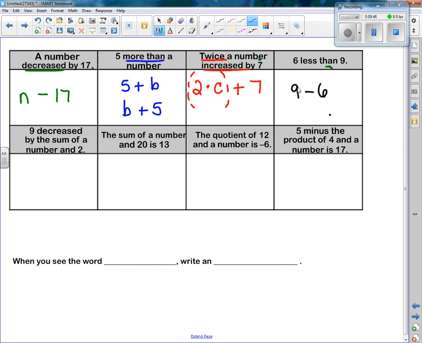9 decreased by the sum of a number and 2. Again, we're going to have a couple different operations here, so let's underline what we have. We have 9 decreased by, that means subtraction. Then we have the sum, I'll circle that, of a number and 2. That looks like this: 9 decreased by, we know that means subtraction, the sum of a number and 2. For my variable, I'll use x. Sum means add, so we're going to use addition there.